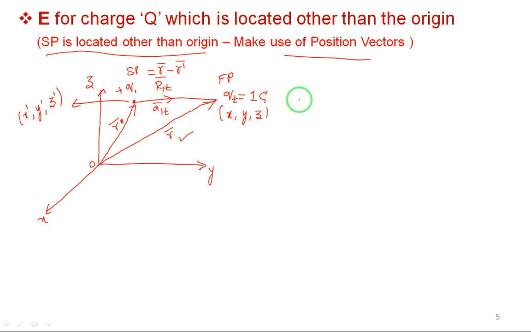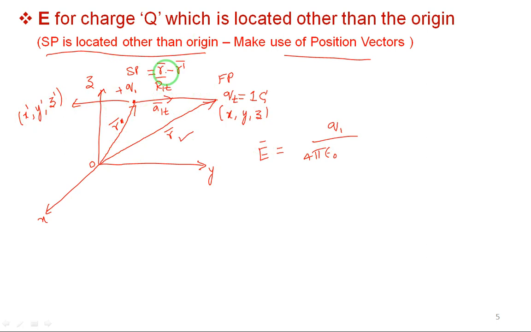Then we will try to write down the formula, what is electric field intensity. Here you can observe, already we know what is electric field intensity due to point charge, but here we have located the point charge other than the origin, and we are making use of position vectors, right? So the electric field intensity at the field point is given by, the source is q1 by 4 pi epsilon naught.